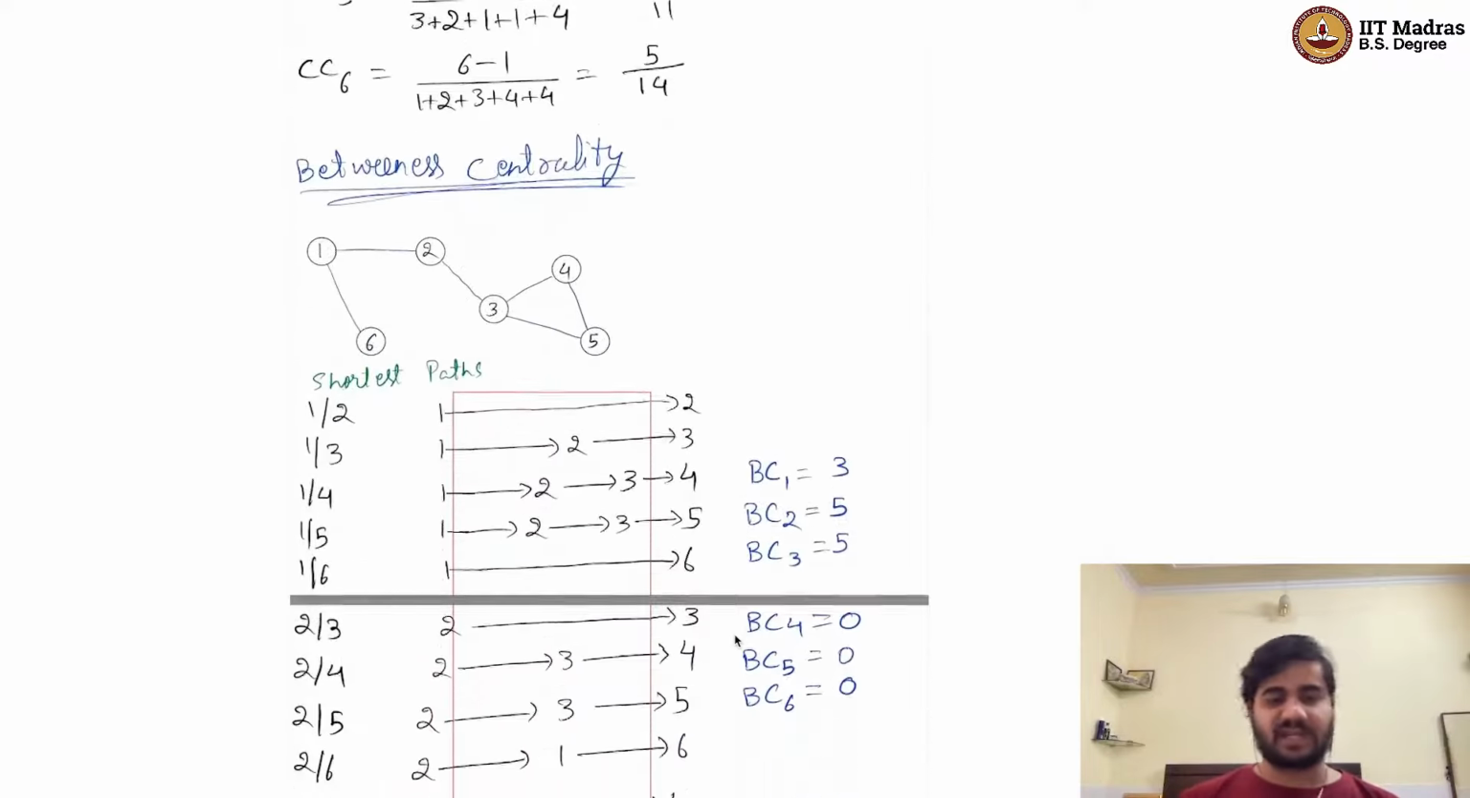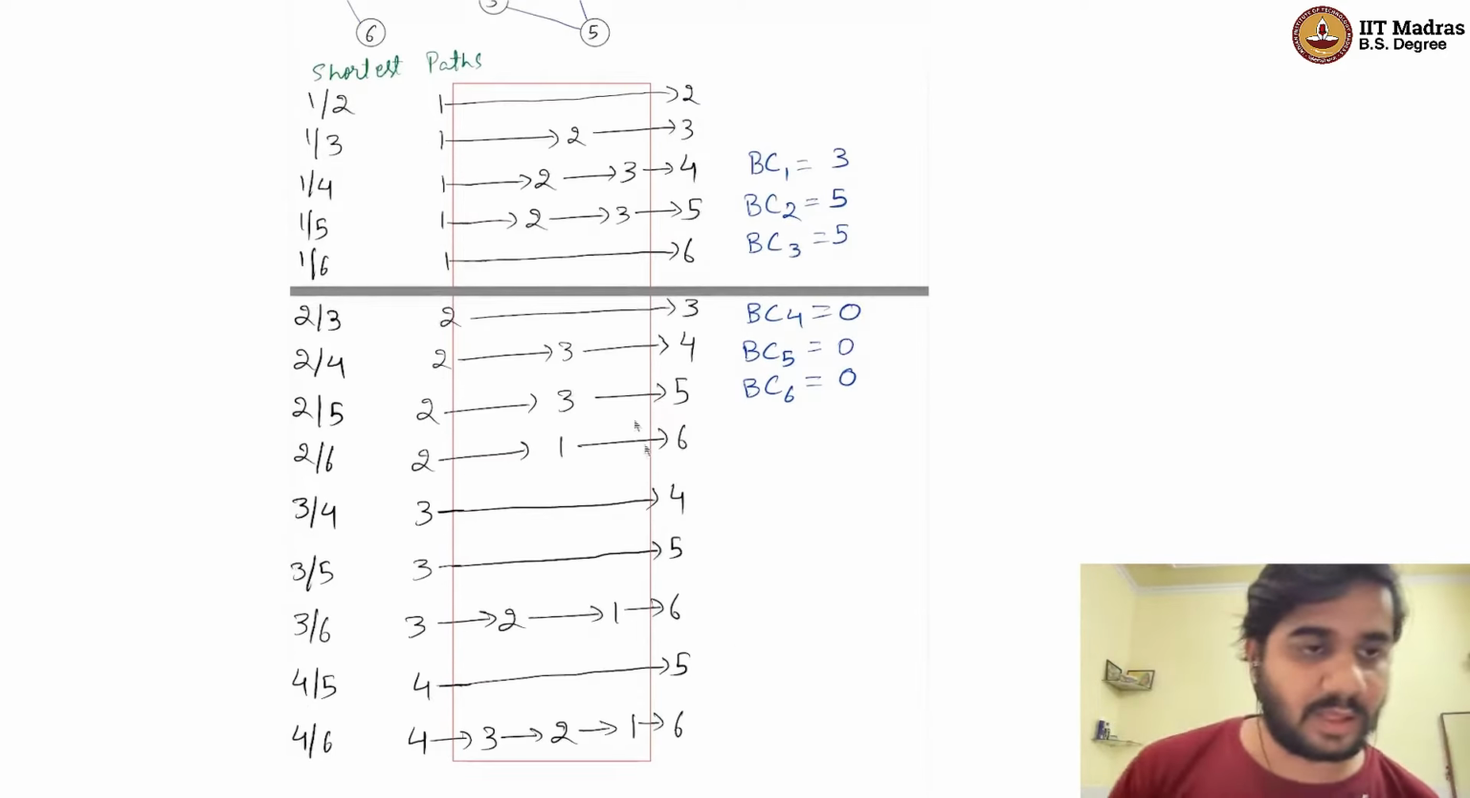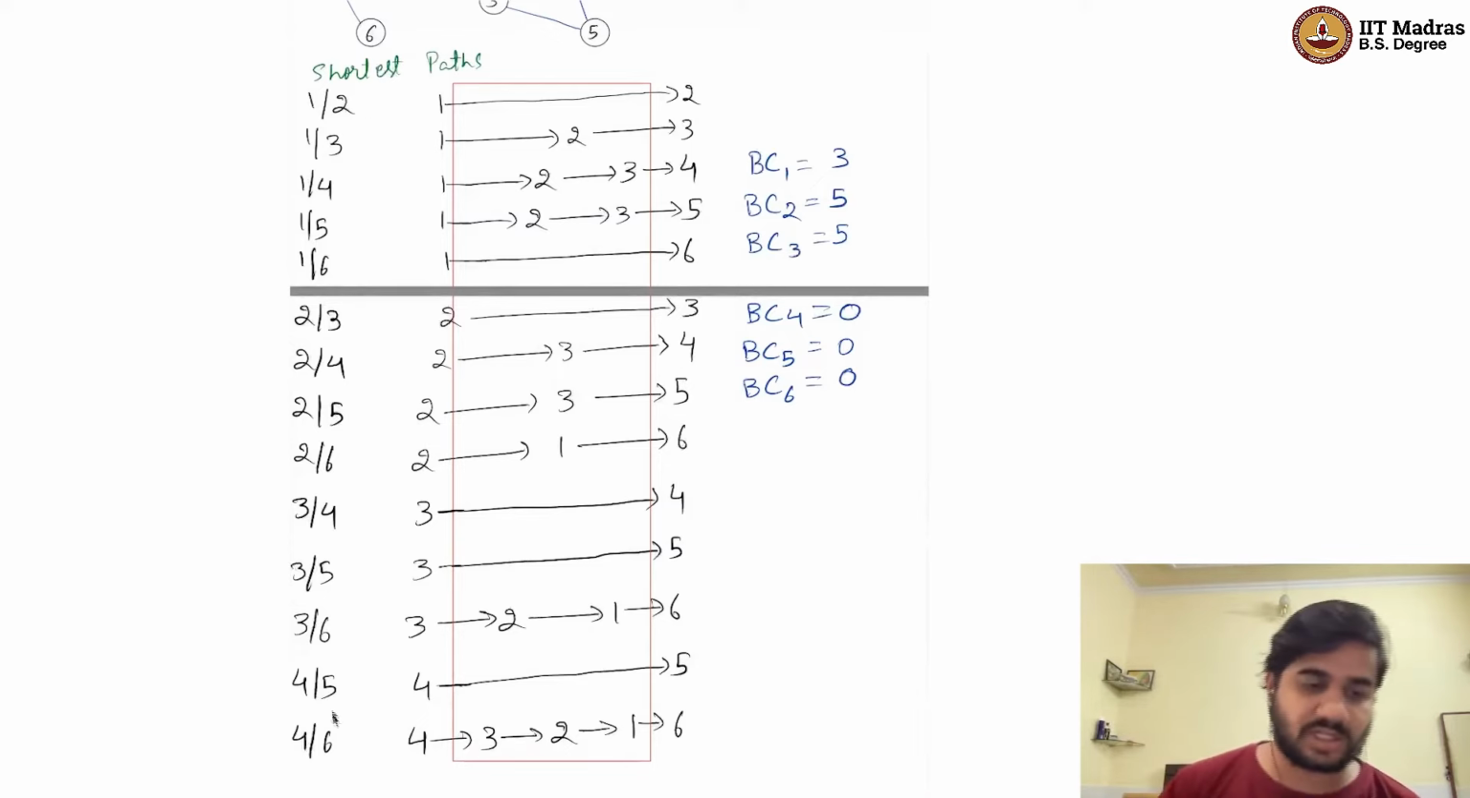Now, betweenness centrality is again a counting centrality like degree centrality, but here the count is not the number of edges coming in or out. The count is that if you take all the possible shortest paths which are present, in how many shortest paths the given node is present. So the way of doing that is I take all the possible shortest paths which are present.